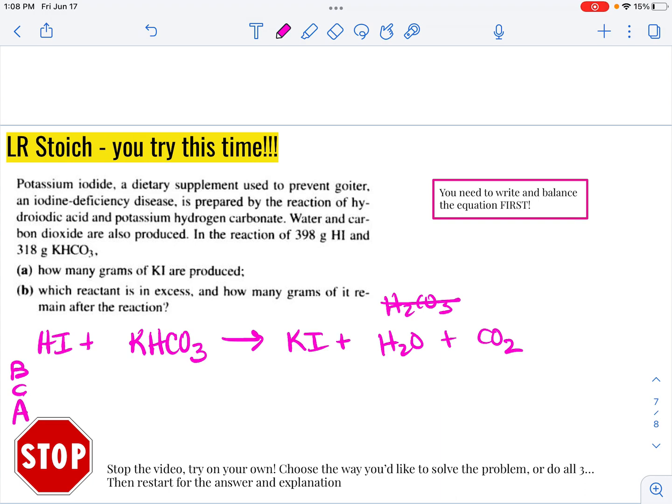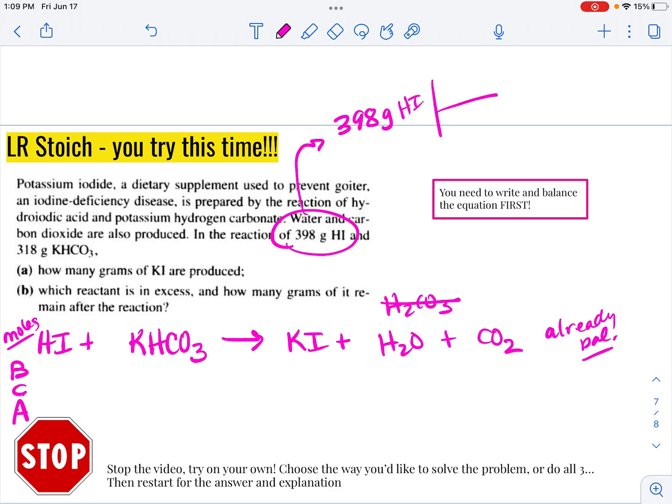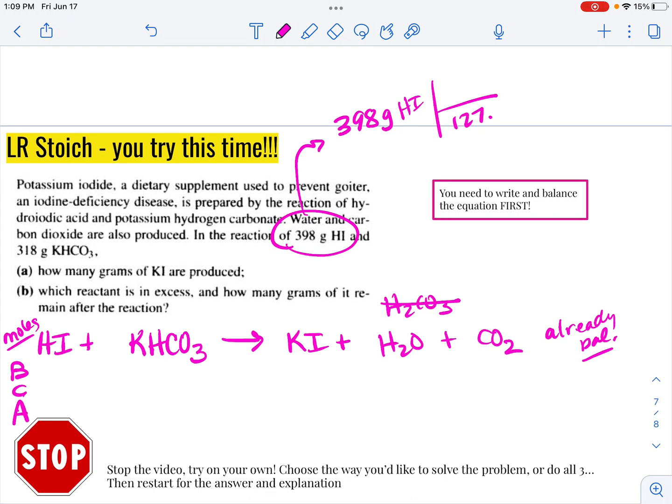I'm going to do this in the BCA chart because I really like this. This is already balanced, which means everything's in 1-to-1, and it makes it really, really easy. Okay, so the first thing that I need to do is take my grams of this and find moles so that I can put it in my chart. Remember, this has to be in moles. Okay, so 398 grams of HI. HI's molar mass is 127.91 grams, which gives me 3.11 moles of HI.